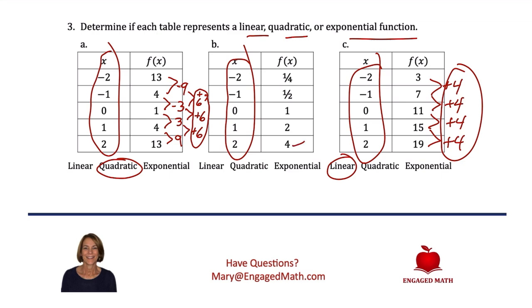if you take any of the y values and you divide it by the previous y value, like 4 divided by 2 is 2. 2 divided by 1 is 2. 1 divided by 1/2, and I know that's a little tricky, but 1 divided by 1/2 is actually 2 as well, and 1/2 divided by 1/4 is also 2. So when you can take any one of the y values and divide it by the previous one and get the same number every time, that means it's exponential.